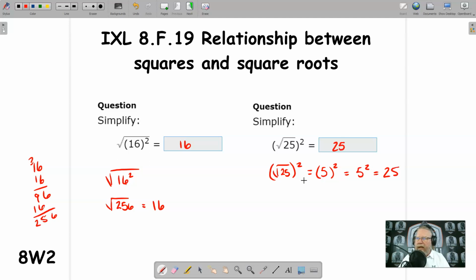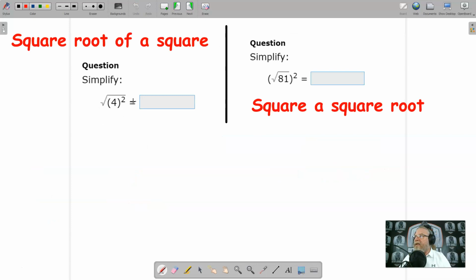So it looks like if I take the square root of a square, then I end up with whatever value was being squared underneath the square root symbol. Or if I square a square root, it looks like I end up with the radicand. And if you're wondering, is that always true? Indeed, it is. So let's go ahead and look at our two different examples again.